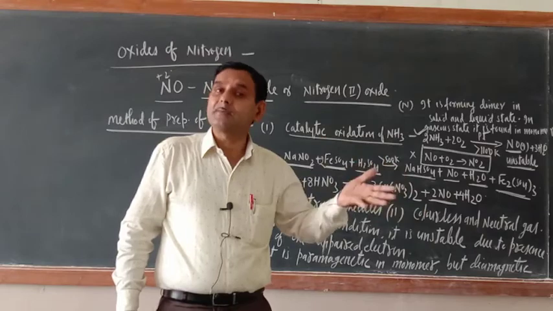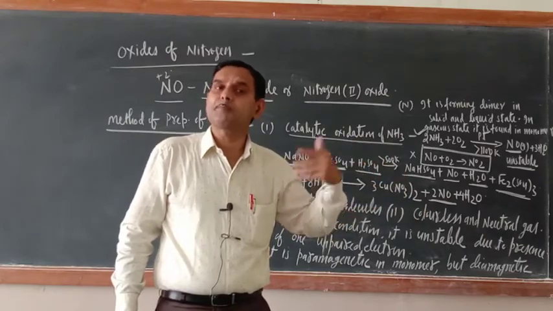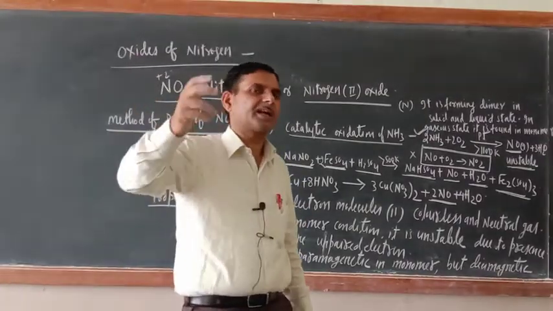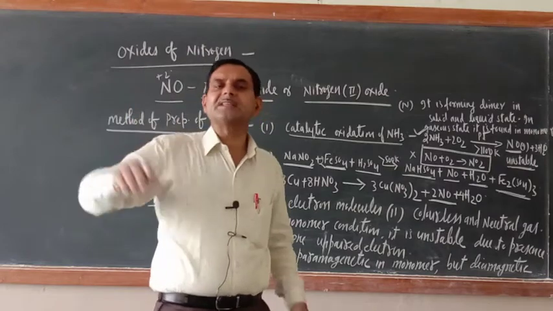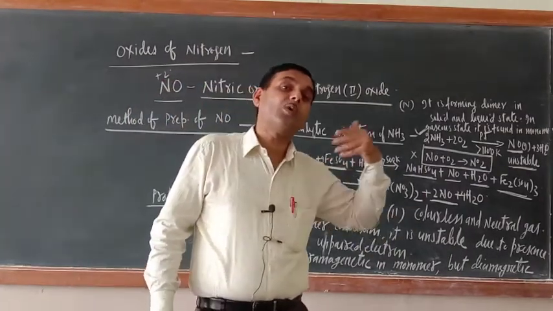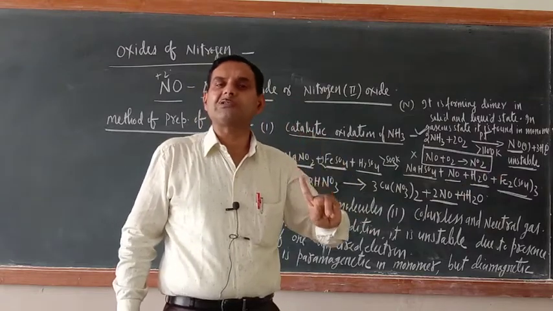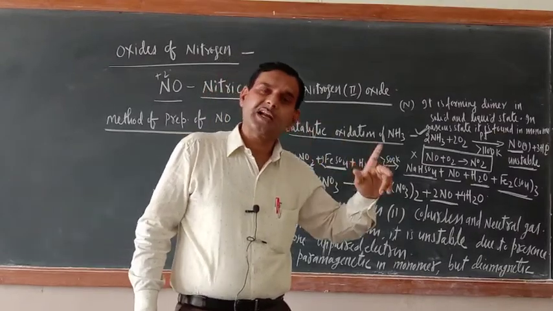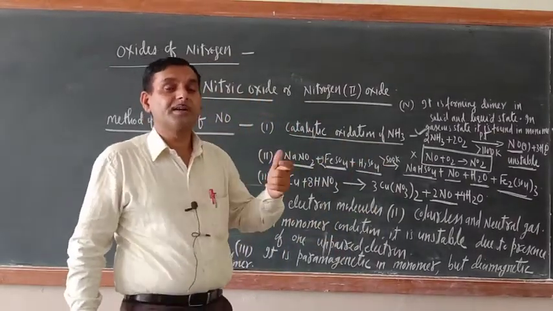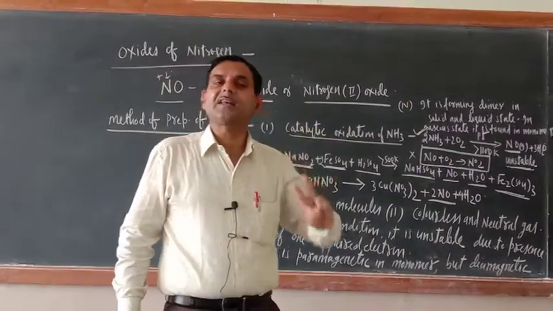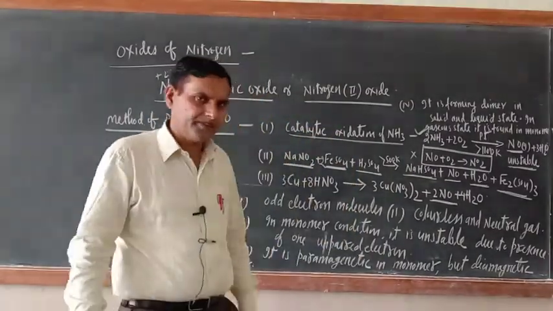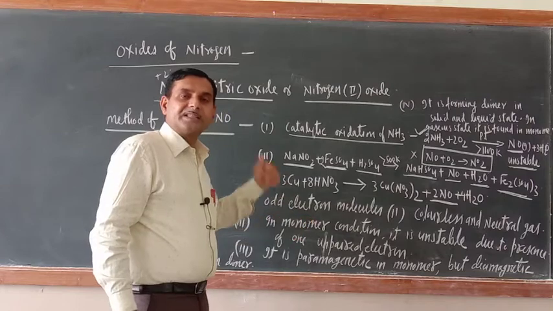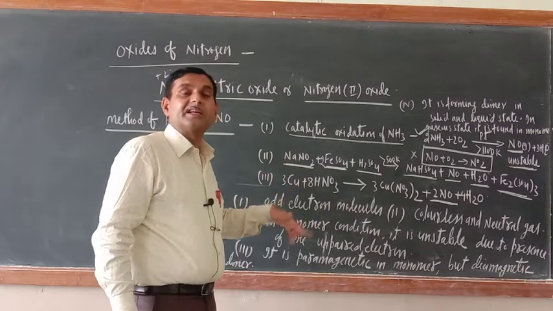Dimer is diamagnetic, monomer is paramagnetic. I hope you understand the meaning of paramagnetic and diamagnetic, because last year I taught you that paramagnetic means attracted toward the outer magnetic field, and only those molecules are paramagnetic which contain unpaired electrons. If they have paired electrons, they will not be attracted toward the outer magnetic field, and they are considered diamagnetic. So NO is paramagnetic in monomer condition, and diamagnetic in dimer condition.